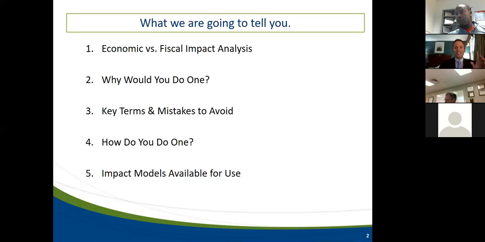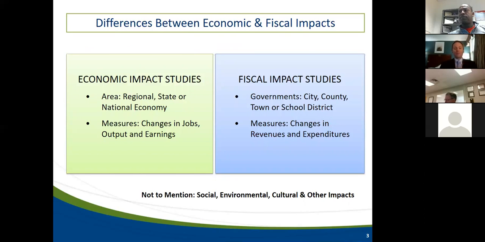There being none, all right. So economic and fiscal impact analysis. Quite simply, economic impact analysis is about economies. So it's not tied to a specific political boundary. It's about anything related to how goods and services are traded. We measure three specific things: jobs, wages or earnings, depending on how you call it, and output or sales. So how many people are employed, what they're making, and then how much total business activity is associated with that.